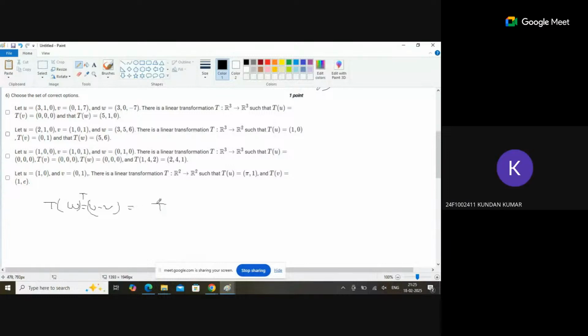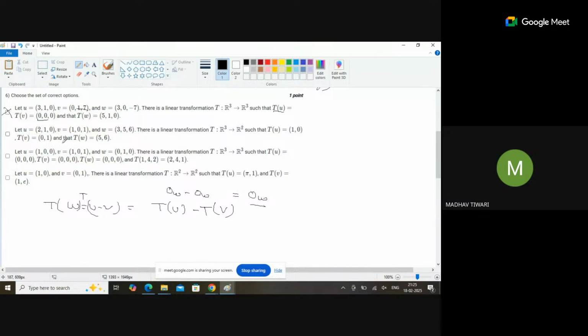It has to be the transformation of U minus the transformation of V. So the transformation of U and V both is the zero vector. So if I subtract the zero vector from the zero vector, what will I get? 0. But it is not a zero vector, right? So that's why it is wrong.